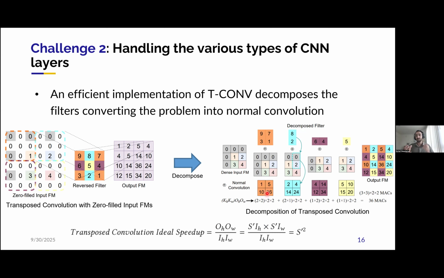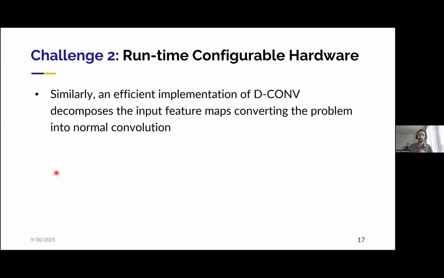And this ideally leads to S squared speed up, where S is called the stride for transposed convolution, which means the number of zeros inserted between the rows and columns of the dense input feature maps.